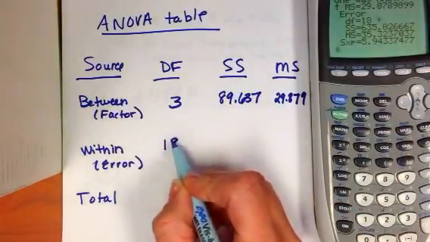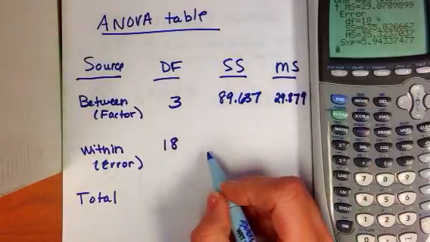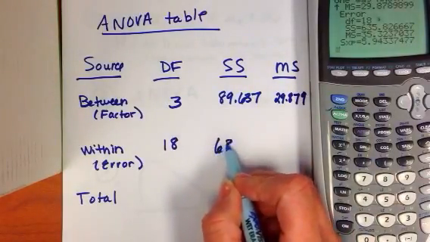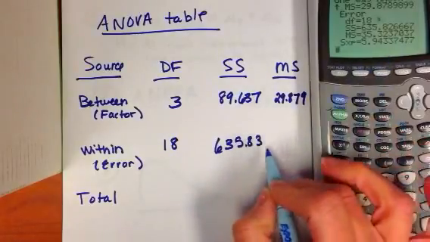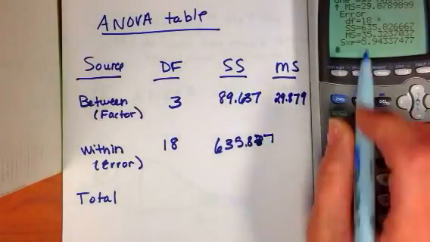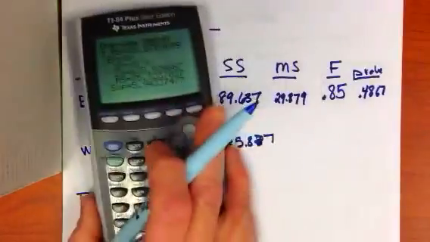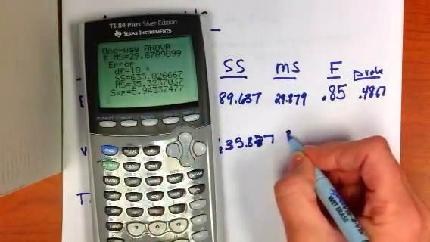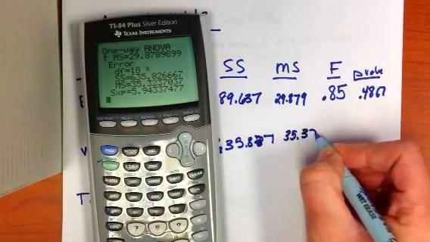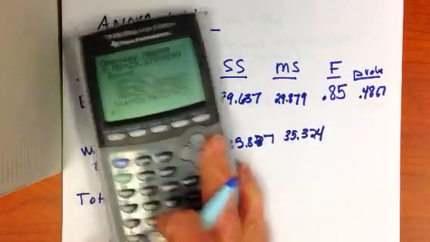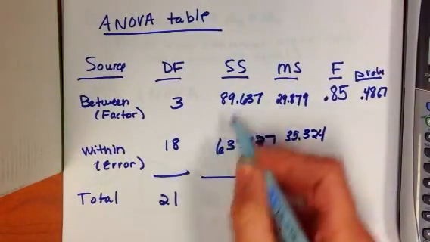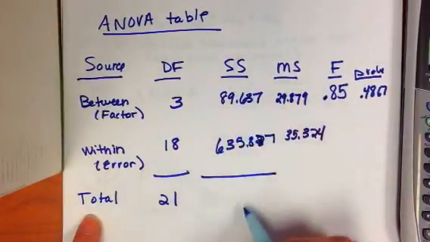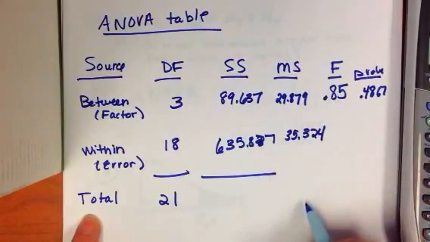Our degrees of freedom there is 18. Sum of squares, 635.827. Sorry, we were doing 3 decimal places. Mean squared is 35.324. Now to get our totals, we just add these. We add these two together, and that'll give us the sum of squares total and the degrees of freedom total.